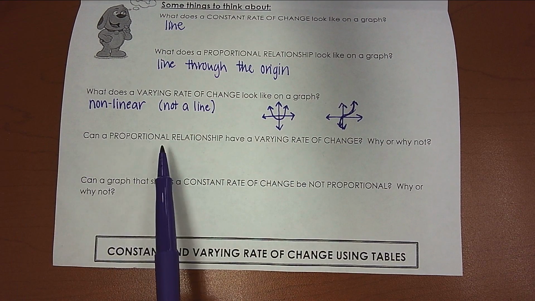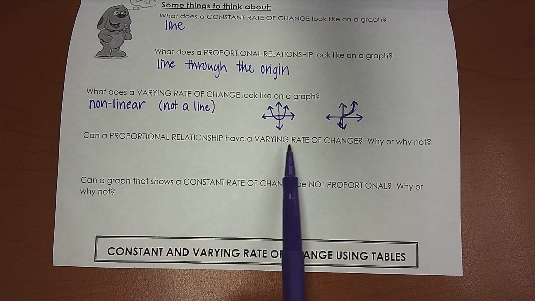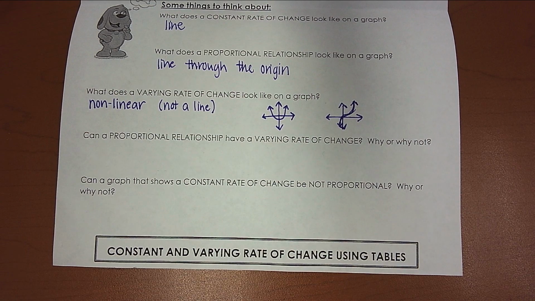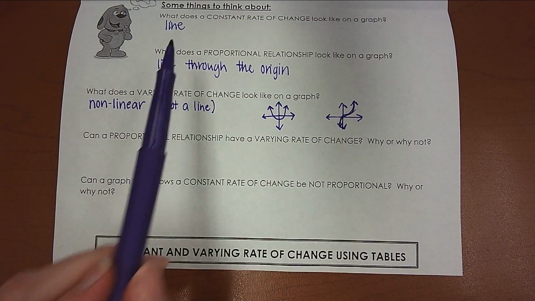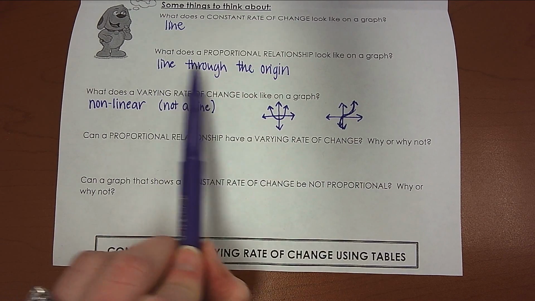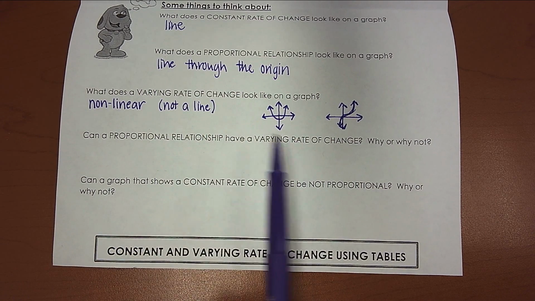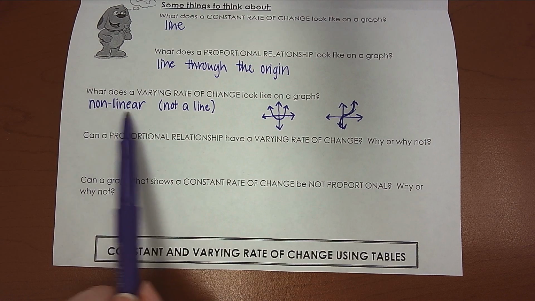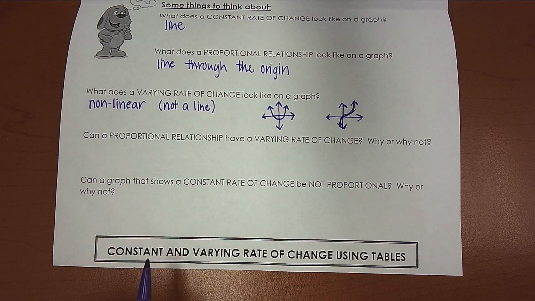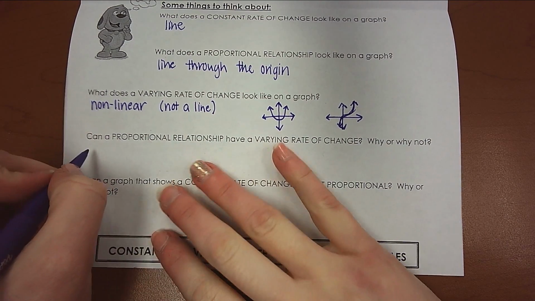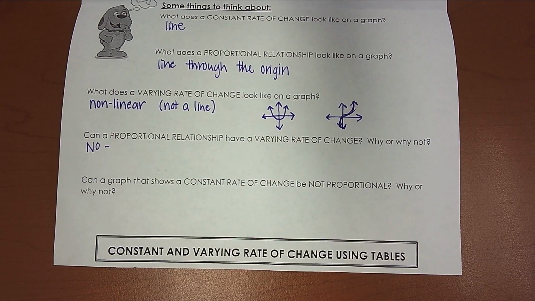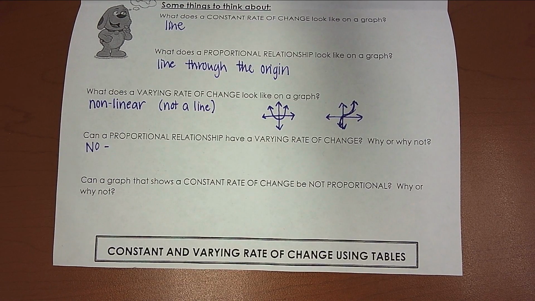So can a proportional relationship have a varying rate of change? Why or why not? I want you to try and answer that for yourself. Can a proportional relationship, a line through the origin, have a varying rate of change and be nonlinear? No, it can't. Why or why not? What do you think?